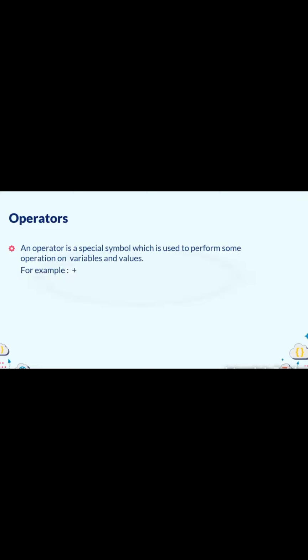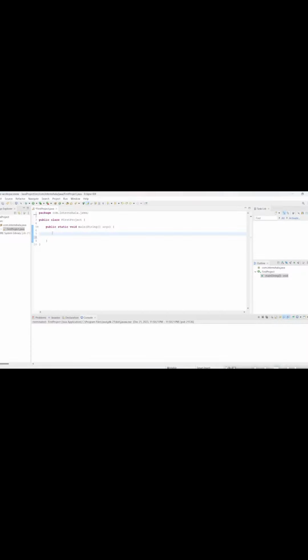Let us understand it with the help of an example in Eclipse IDE. Let us create two integer variables as int num1 and let's assign value 10 to it. Let's create another integer variable int num2 and assign 22. Now, if we want to add these two values, we have to write the code statement as num1 plus num2 ended with semicolon. So what is plus over here? Plus is an operator. And what are num1 and num2? So num1 and num2 are called operands.